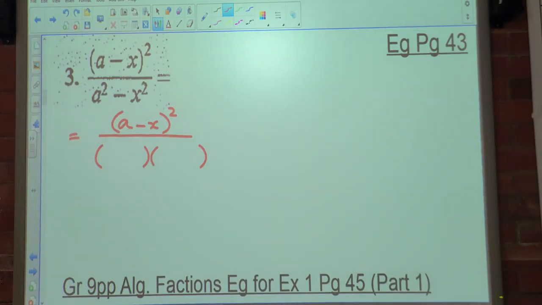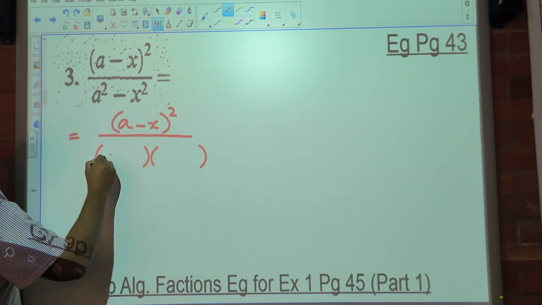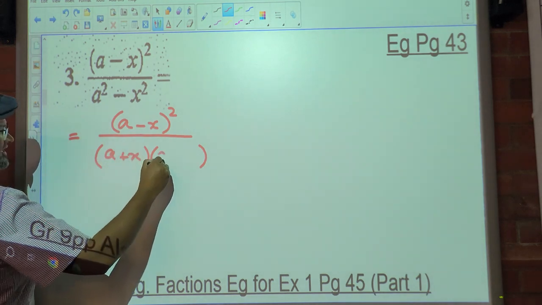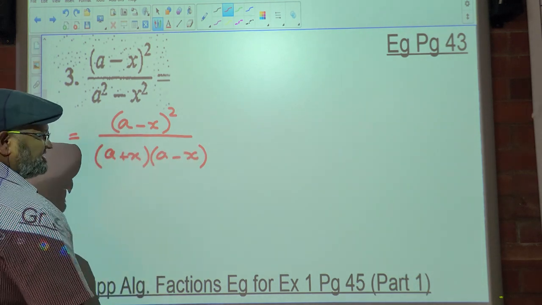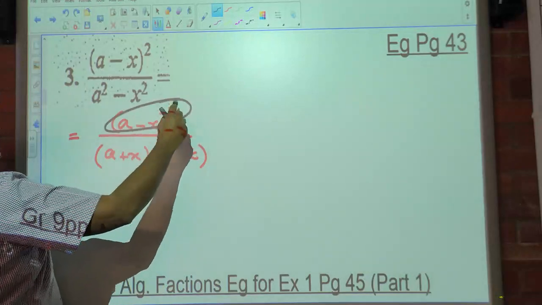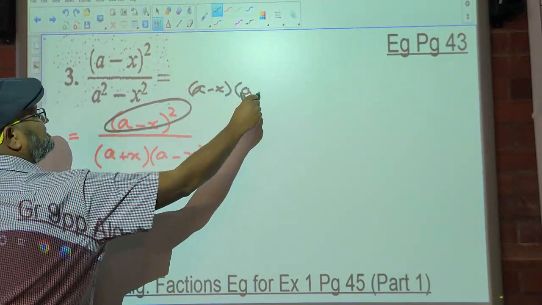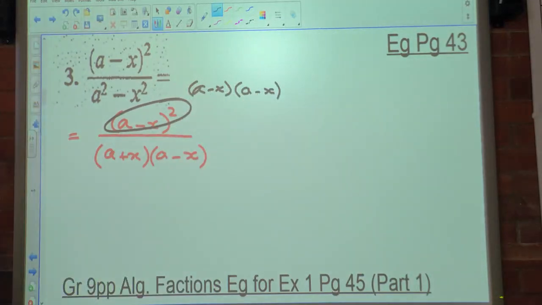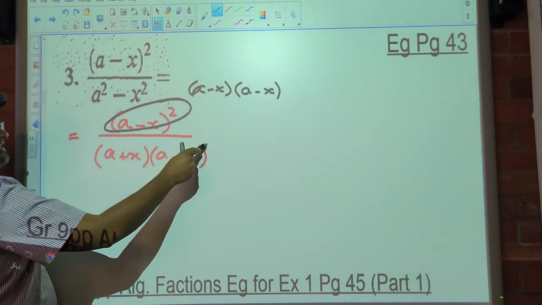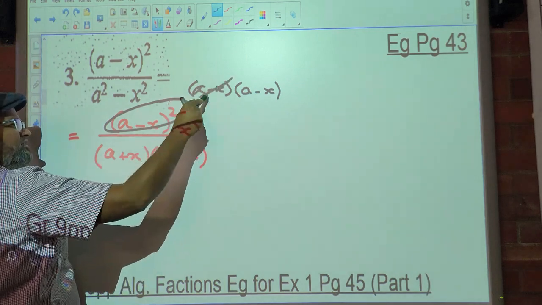Alright, so this gives us what? A plus x, a minus x. People, what does this actually mean? Does it mean to say it's a minus x times a minus x? That means to say it's exactly the same thing that happens. It's being multiplied by itself, okay? So what can cancel here? A minus x, cancel one of them, leave you with the other.